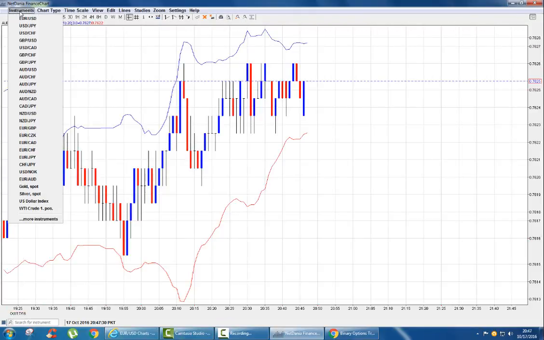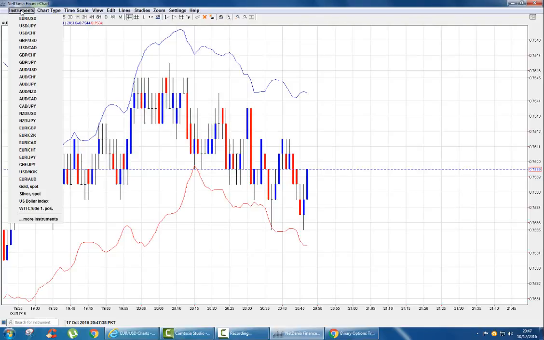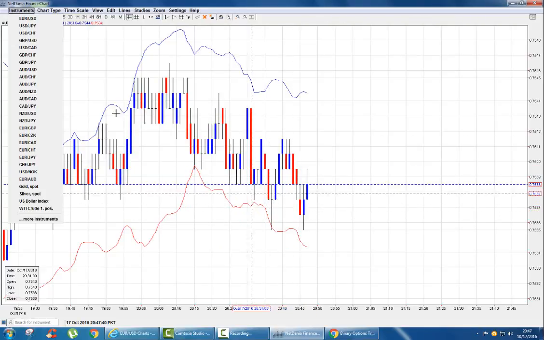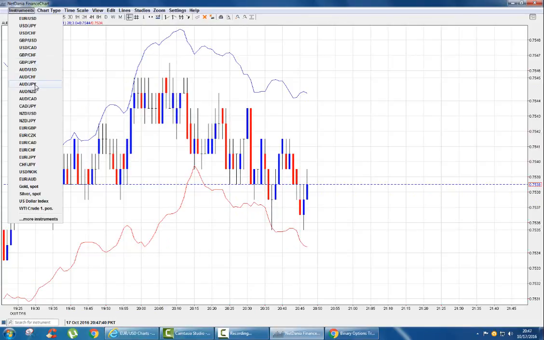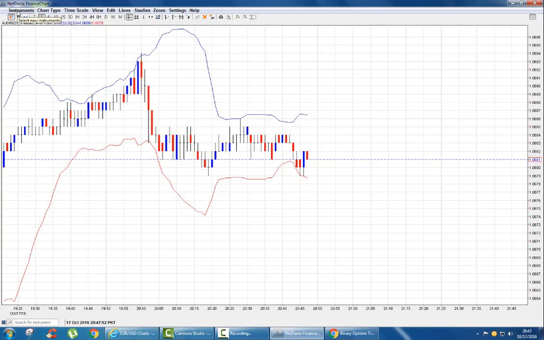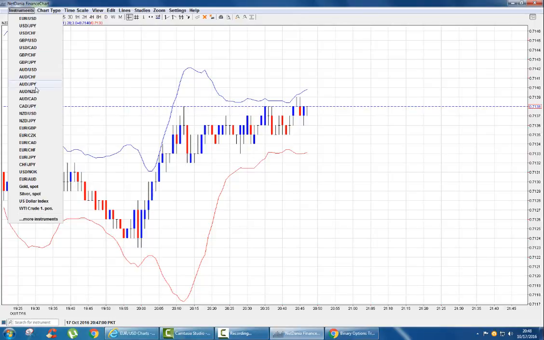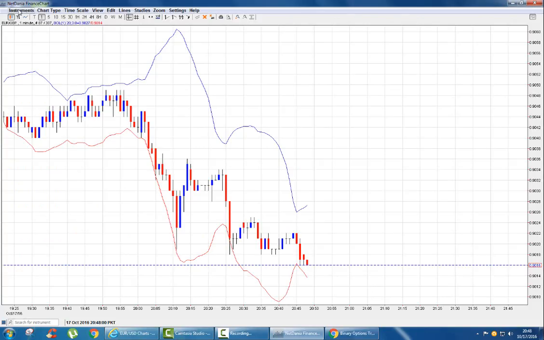AUD USD, let's see what's in here. No. AUD CHF. No. We missed it here. Australian dollar versus New Zealand dollar. No. There's no volatility at the moment in all these currency pairs. Nope. Guys, this is your real money you're investing, so you have to be really careful.